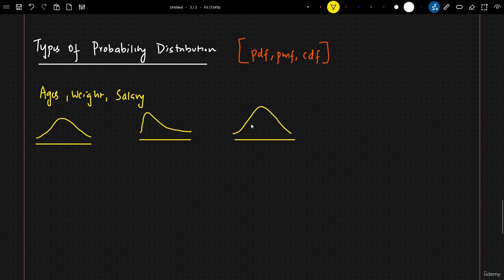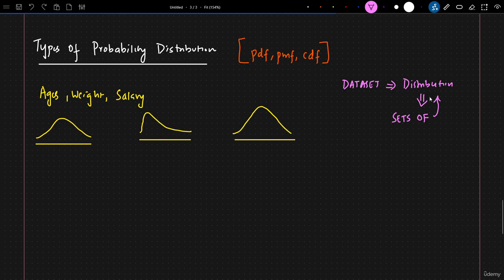If you work as a data scientist or a data analyst, there is a real chance that whenever you get a data set, it usually follows a different distribution, right? And there is a set of distributions that everybody should know. That is what we are going to see in the upcoming series of videos: the different kinds of distributions specifically with respect to our data.